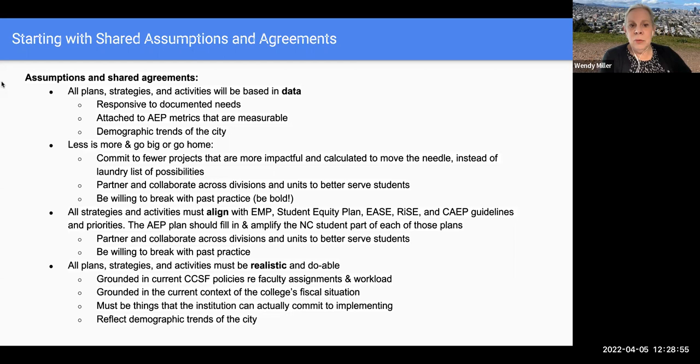And the first is, of course, that everything needs to be based in data. It needs to be responsive to documented needs, attached to metrics that are measurable, and reflects the demographic trends of the city.